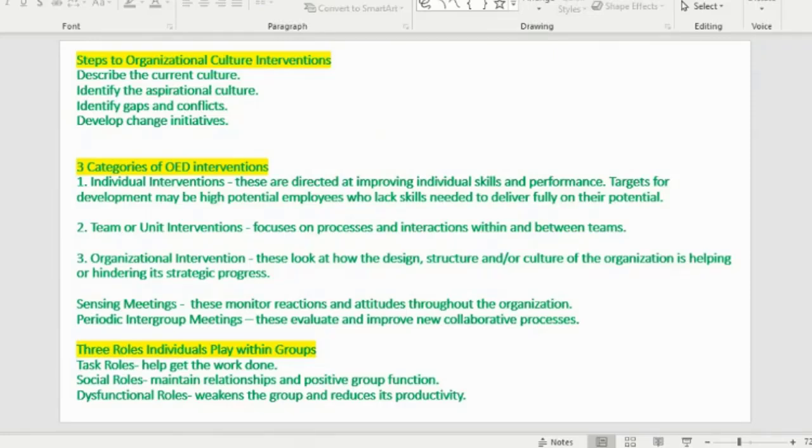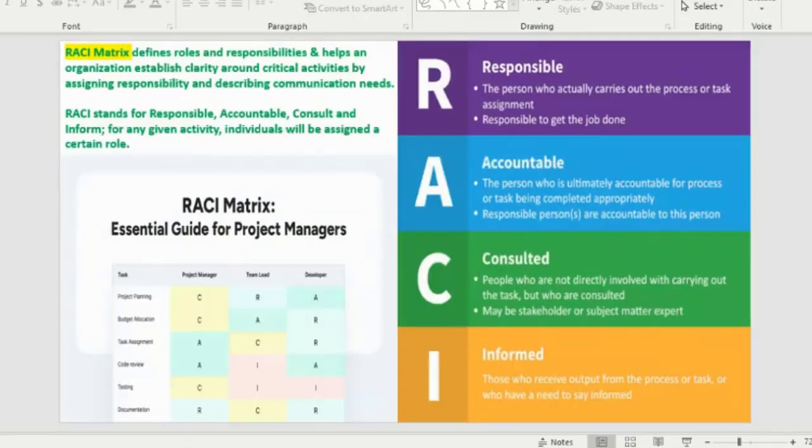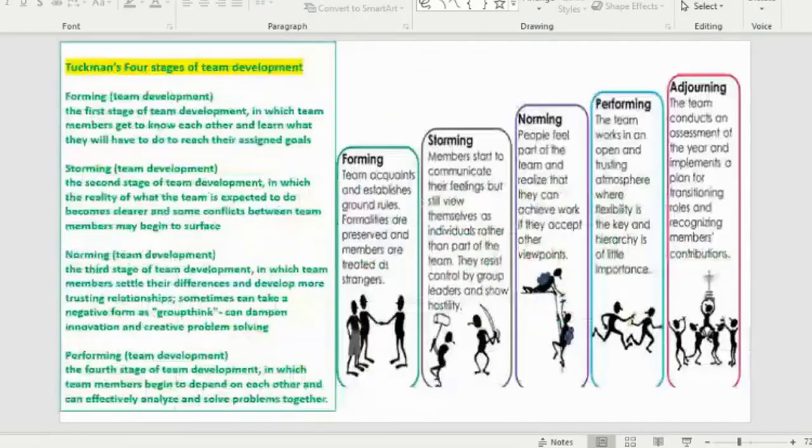Now let's look at Tuckman's four stages of team development. And the first stage is forming, which is the first stage of team development where the team is being formed, they get to know each other, they learn what they would have to do to reach their assigned goals. The second stage is the storming, and this is where the reality of what the team is expected to do becomes clearer. You might have some conflict between team members.